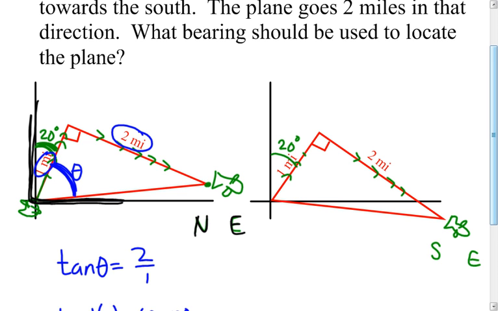Okay, but now to answer the question, I do know that I am north and that I am east. The problem is I need to know the angle that goes in here, which is how far off of straight north you are. So what I need to know is this 20 degrees plus this 63.43. This is how far off of straight north I am. So I am 20 plus 63.43, or I am 83.43 degrees off.